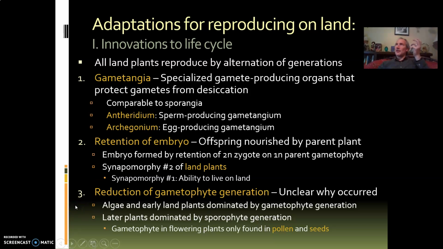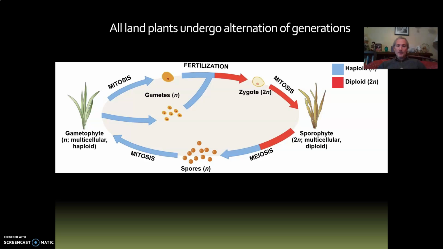It's hard to come up with an evolutionary fitness argument for why that would be adaptive, but we know it happened. Okay, so in a way, this is the reproduction of a green alga. We've got a gametophyte. It makes gametes. There are no gametangia. It does this by mitosis. This floats away in the water.